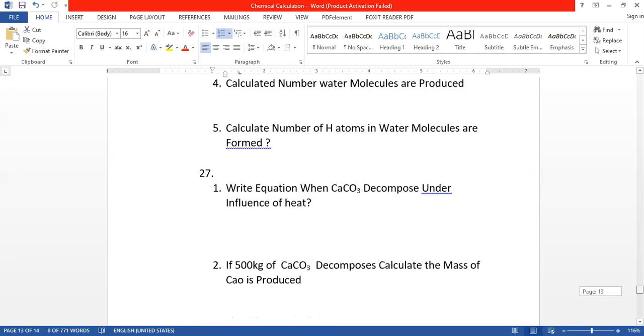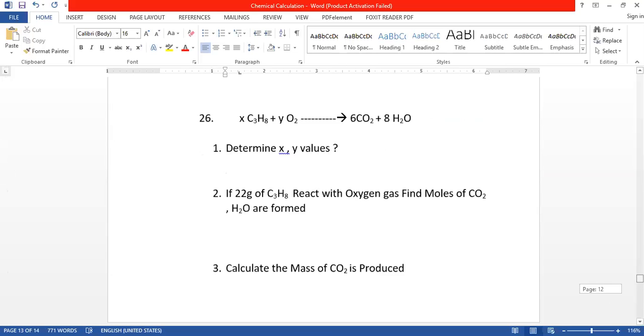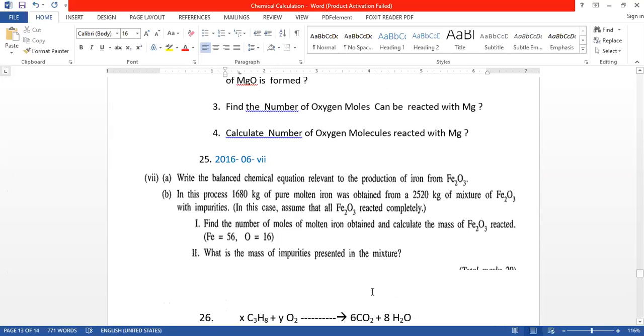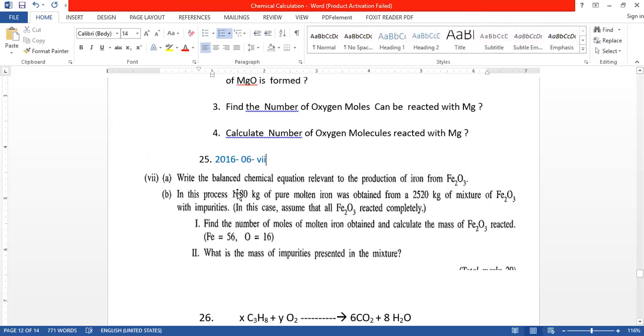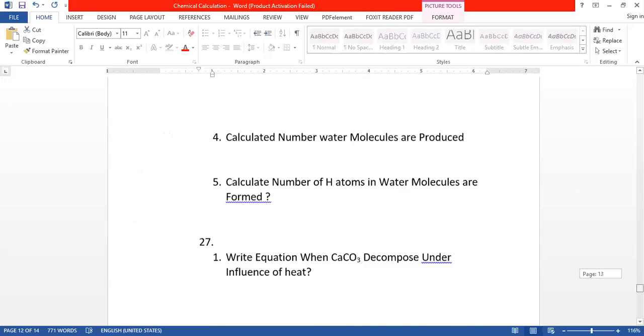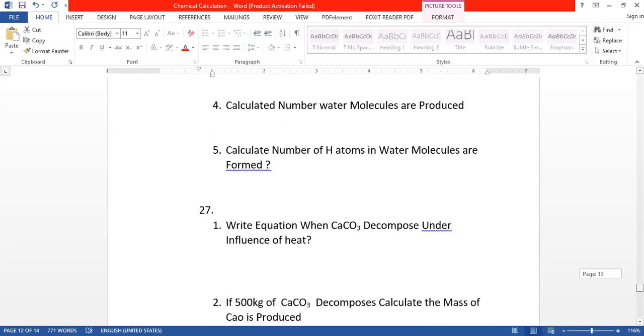We're going to talk about today's 27th question, type number 14. I think 14 or 13. Has anyone tried type number 12? Has anyone tried the 2016 question, six questions, seventh part? You should have tried this question, right? Now see, look, 27th question.